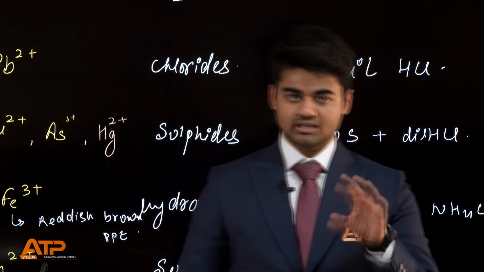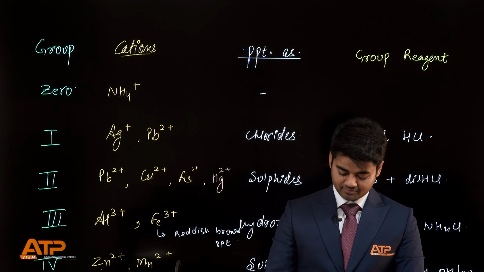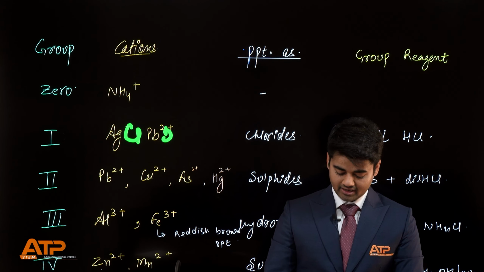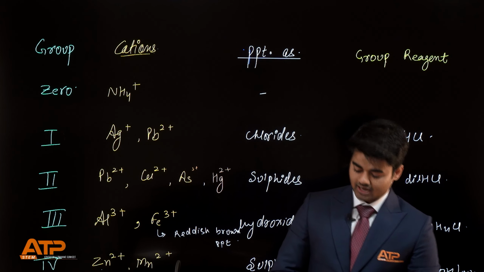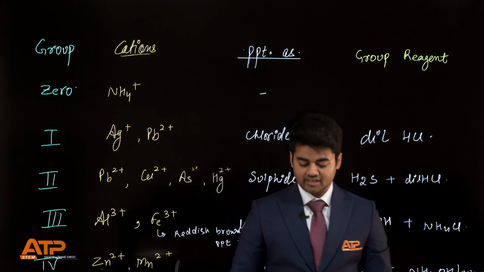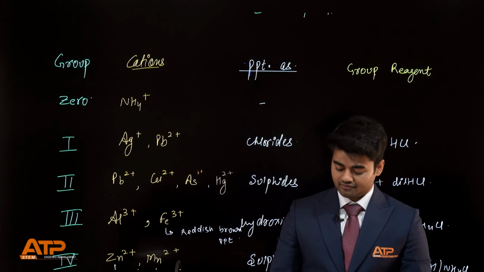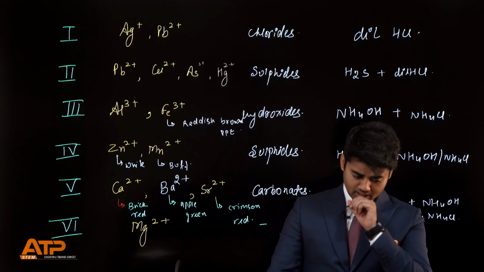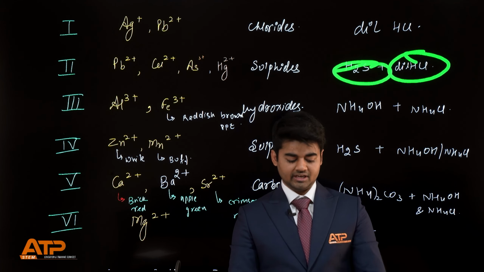So that will combine with Ag+ and Pb2+ and give us their respective precipitates AgCl and PbCl2. Both of them are white precipitates. Then we need a source of sulfide. The source of sulfide we have is H2S. We add that in acidic medium.